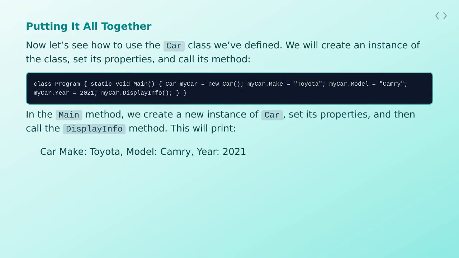This section covers putting it all together. Now let's see how to use the Car class we've defined. We will create an instance of the class, set its properties, and call its method. Review the class shown on screen and how its members are organized. In the Main method, we create a new instance of Car, set its properties, and then call the DisplayInfo method. This will print Car Make: Toyota, Model: Camry, Year: 2021.